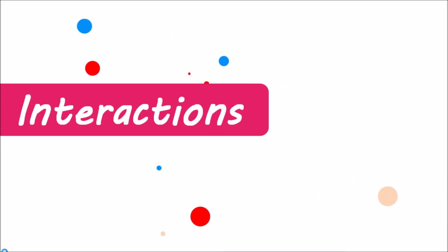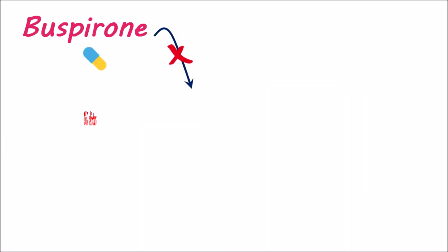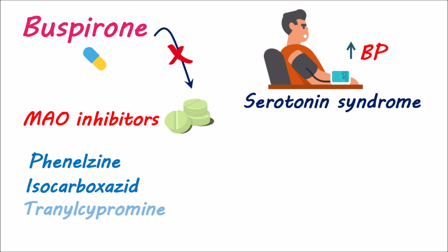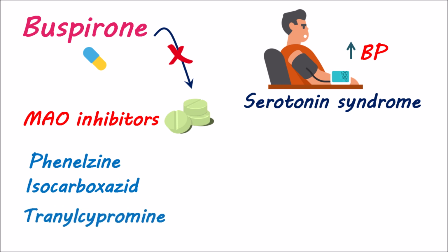Interactions of buspirone. Buspirone shouldn't be combined with monoamine oxidase inhibitors as it results in the development of serotonin syndrome, leading to an elevation in the blood pressure. So MAO inhibitors, like phenelzine, isocarboxazid, and tranylcypromine, shouldn't be combined with buspirone. Similarly, selegiline is a selective MAO-B inhibitor that can precipitate serotonin syndrome with buspirone, hence, it should be avoided.